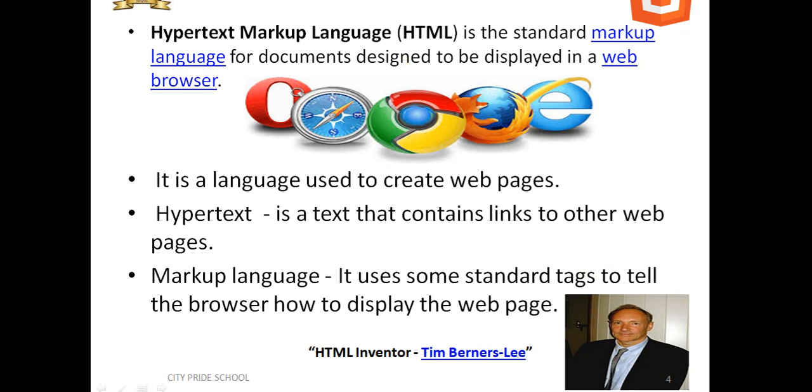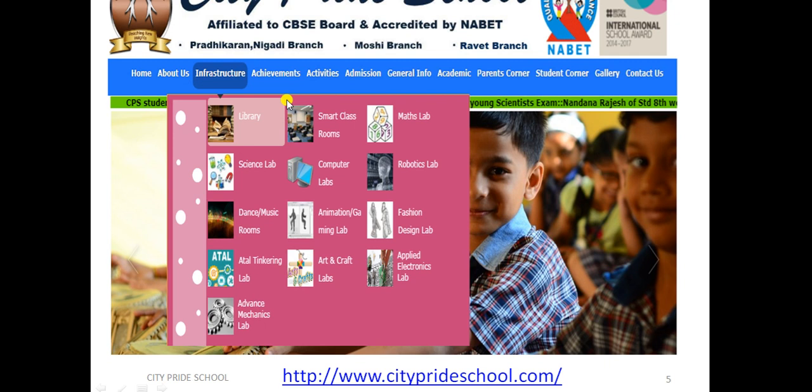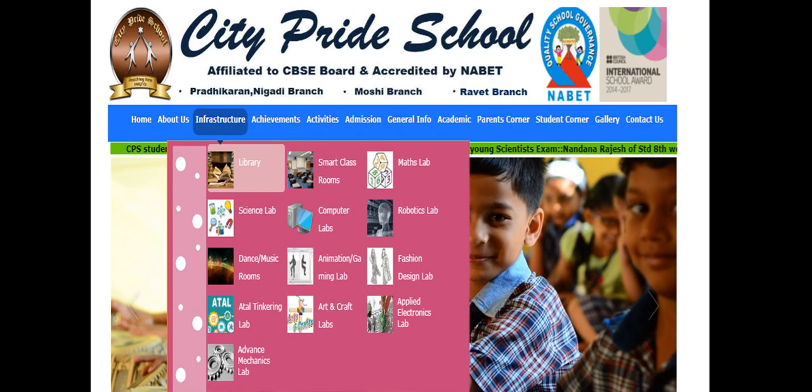As we have seen the examples of many web pages, the most common web page which you all go through every day is mostly a school website. Don't you think? So www.cityprideschool.com is our school website where you can see achievements, activities, home, library, science lab.